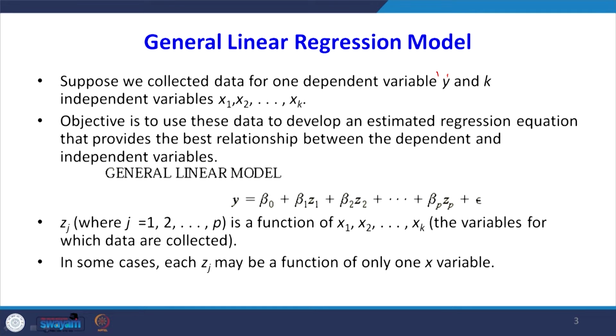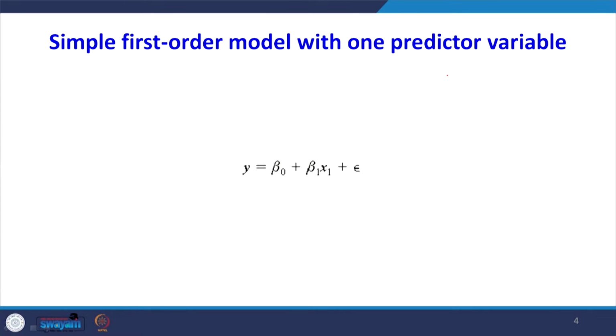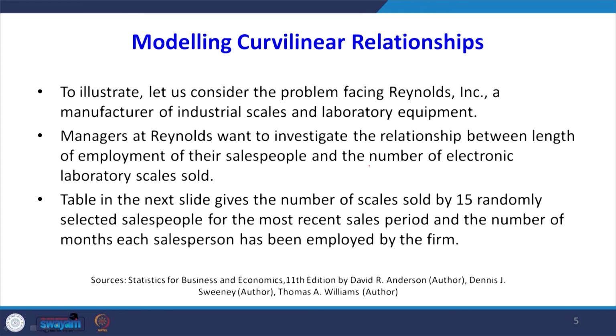Here zj, j equal to 1, 2, up to p, is a function of x1, x2, the variables for which the data are collected. In some cases each zj may be a function of only one x variable, only one independent variable. If it is only one independent variable, that is called the simplest first order model with one predictor variable. What is happening here? The value of z is taken as only x1, and there will be an error term. This is the simplest linear regression model.